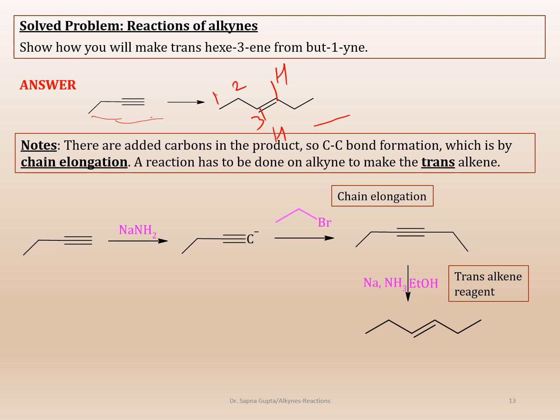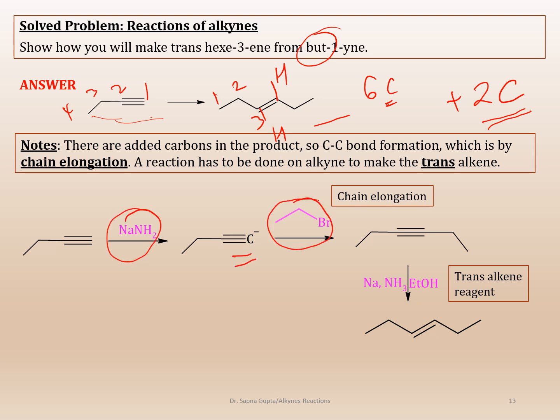So first of all, here I'm starting with but-, which means I have 1, 2, 3, 4 carbons, and here I have 6 carbons, which means the first thing I need to do is add 2 carbons to it. So if I'm adding 2 carbons, I need to do chain elongation over here. So carbon-carbon bond formation. The first thing here is sodium amide, and then once I get my alkynide, I'm going to go ahead and add the 2 carbons using an alkyl halide.